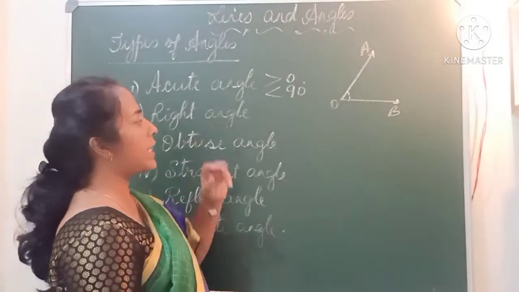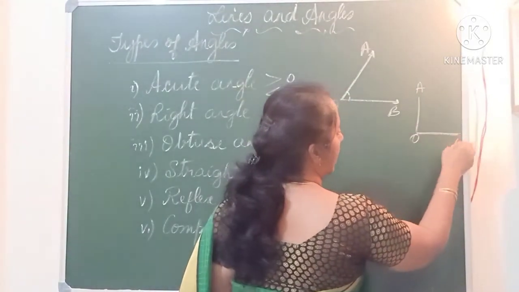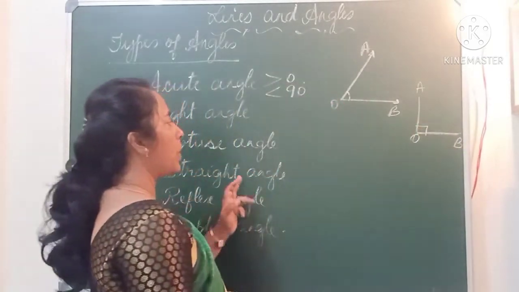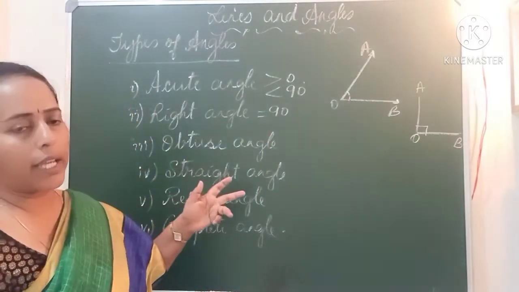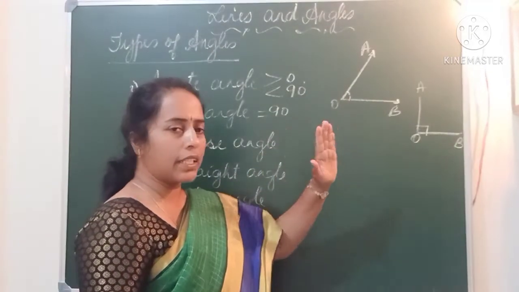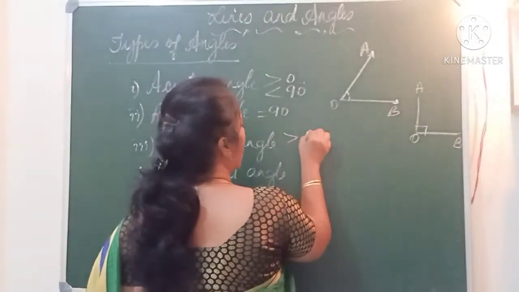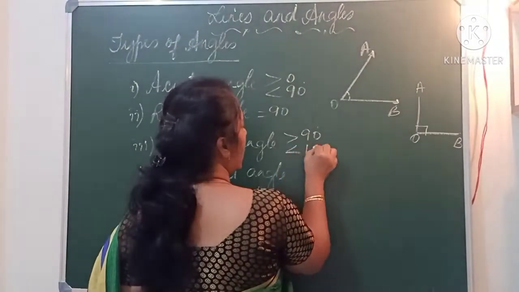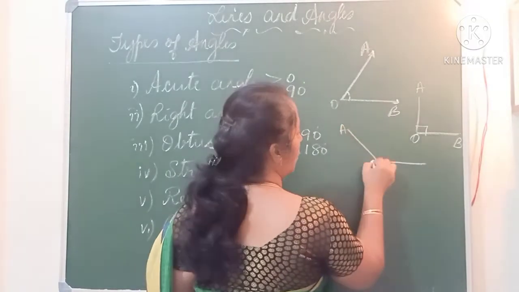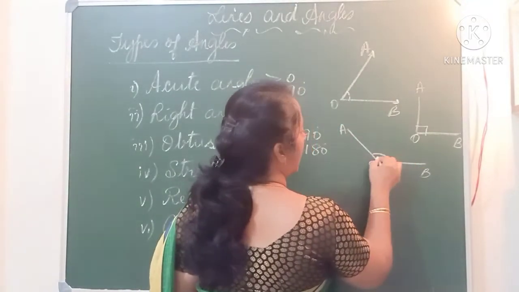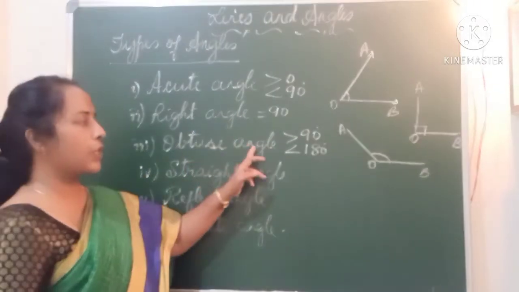So now what do you mean by right angle? An angle which is equal to 90 degree. If an angle is equal to 90 degree, that is said to be a right angle. Now obtuse angle. Obtuse angle means which is greater than 90 degree but less than 180 degree. So here angle AOB, greater than 90 degree and less than 180 degree, is said to be an obtuse angle.